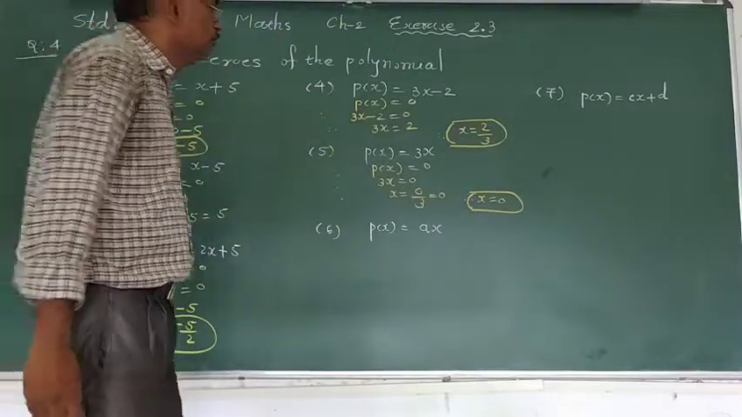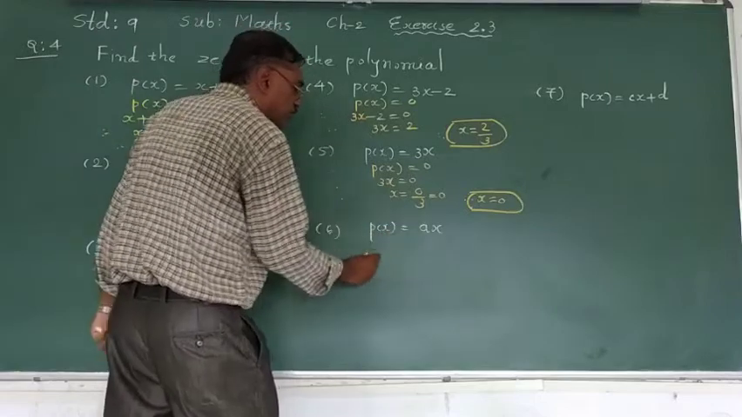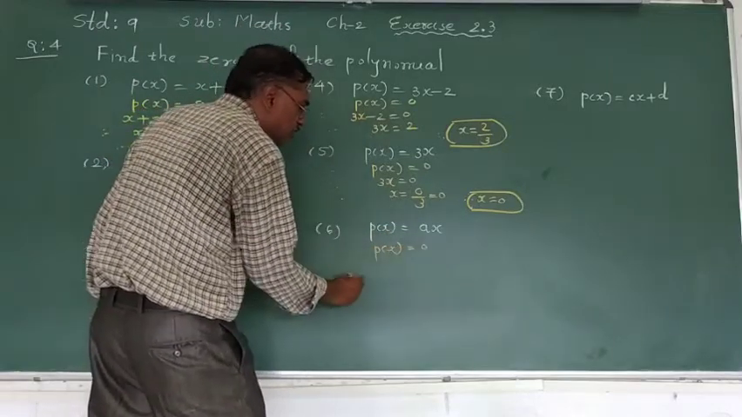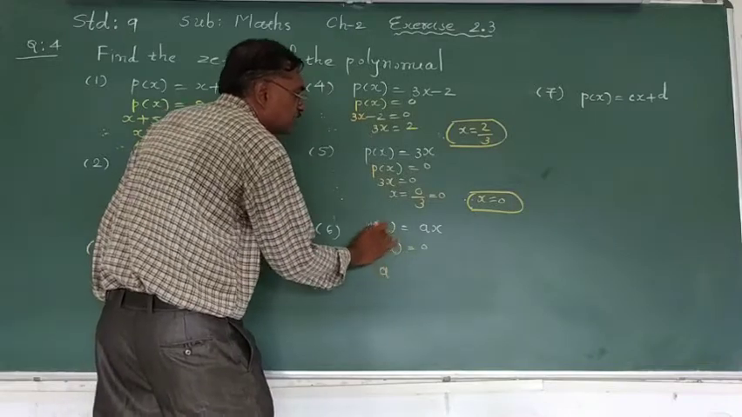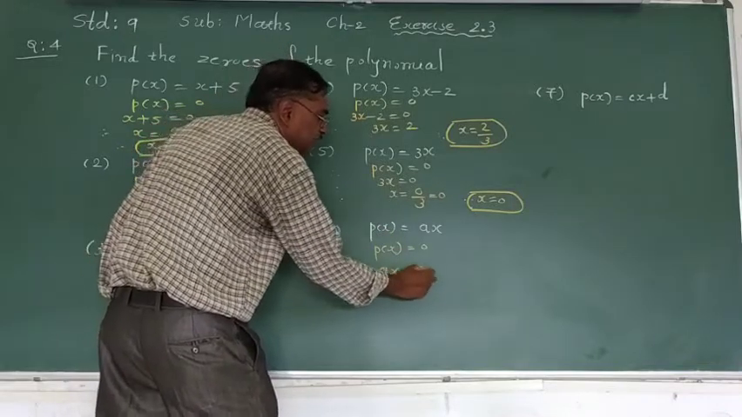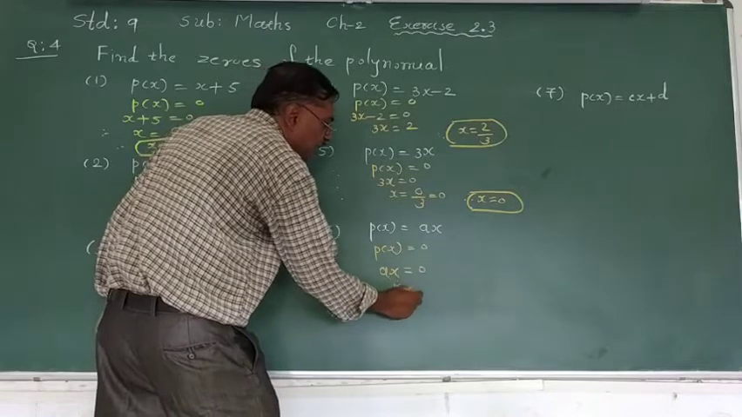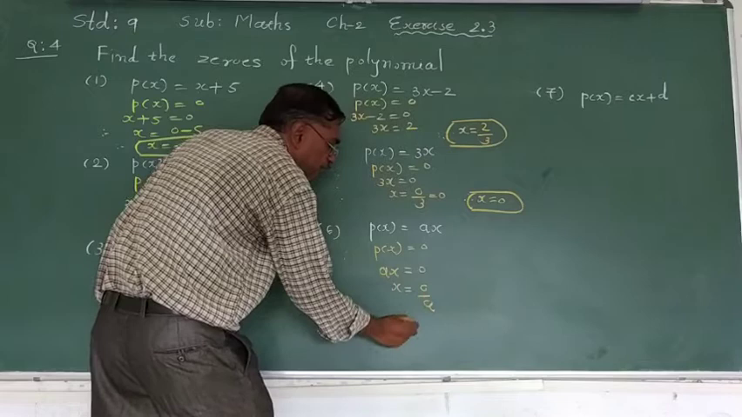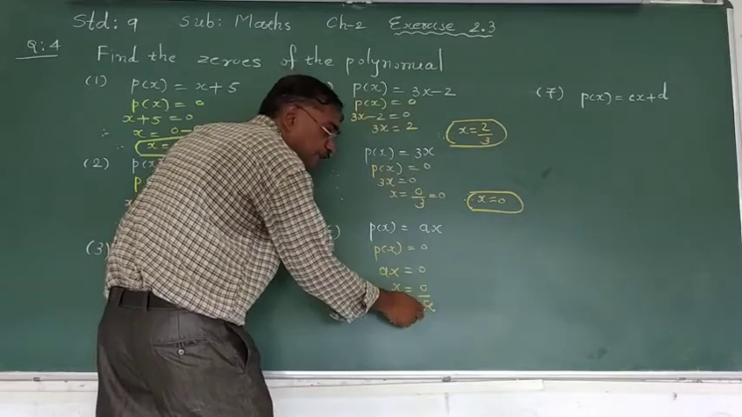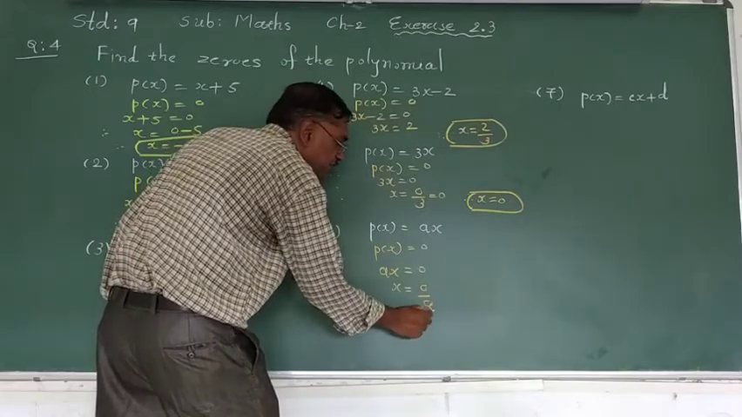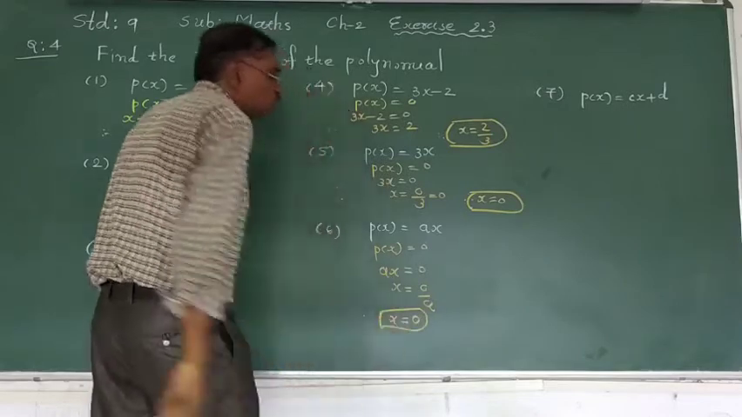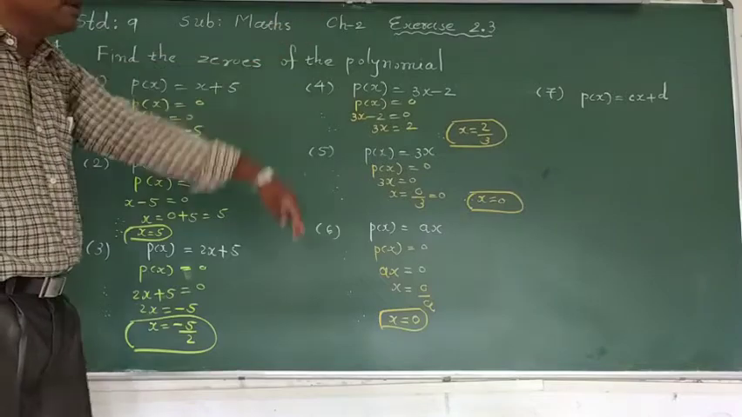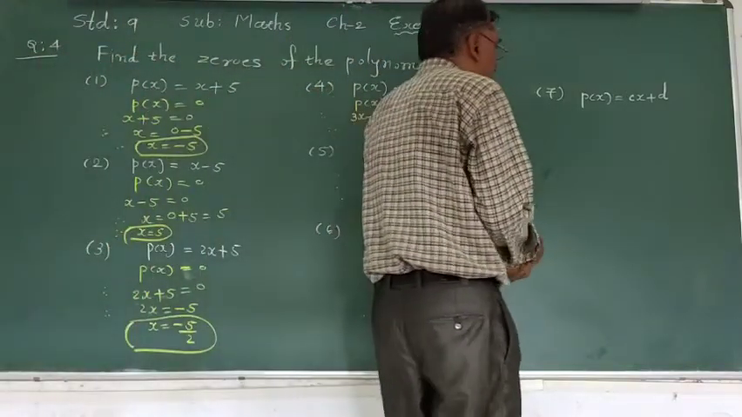x equal to 0 is the zero of the polynomial. Now here p(x) equal to ax. First write p(x) equal to 0. Therefore, ax equal to 0, so x equal to 0 divided by a. Therefore, x equal to 0 divided by any number, any variable, will be 0. So this is the zero of the polynomial. That is 1, 2, 3, 4, 5, 6. Now 7, the last one. See here.